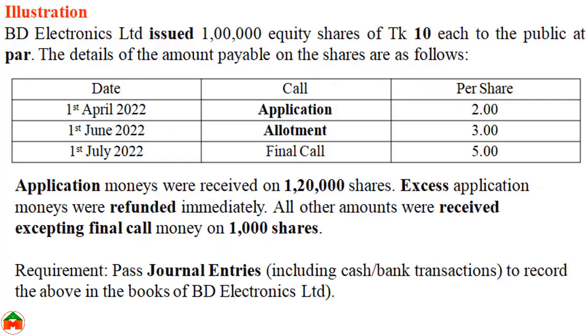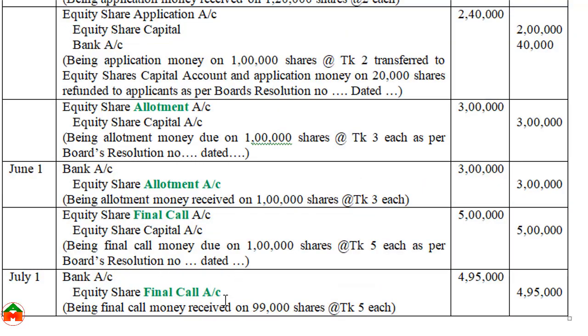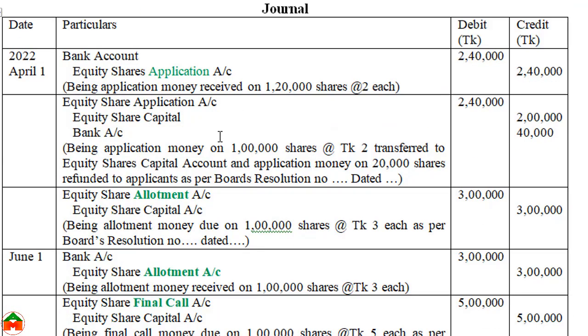Here we can see from the illustration or question, there is information that the final call from 1,000 shares was not received. That means you have received from 99,000 shares at the rate of Taka 5, that is total 4,95,000. So this is the process of journalizing for the installment basis in fixed price issue of share. Thank you.